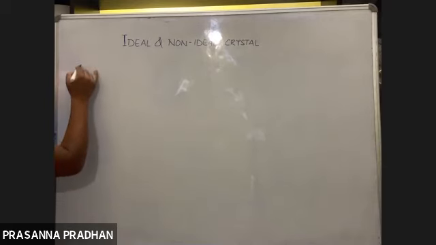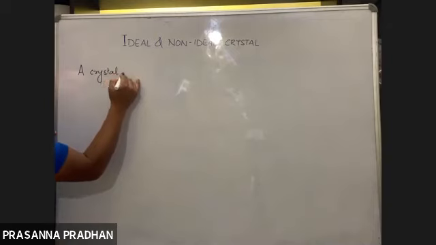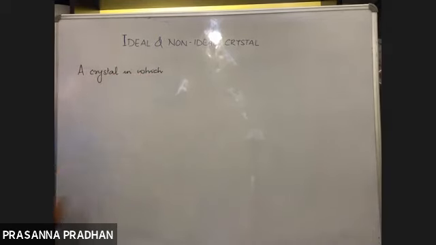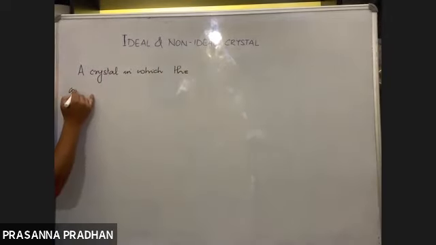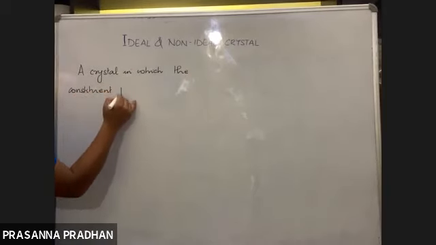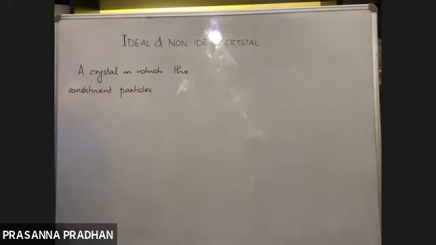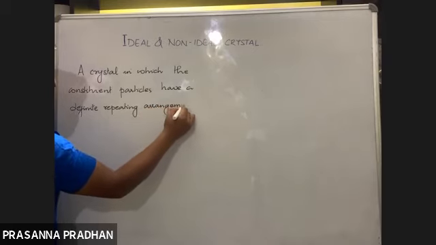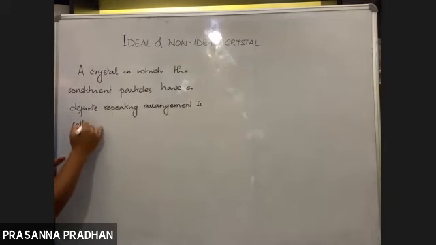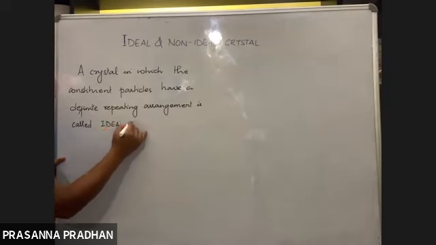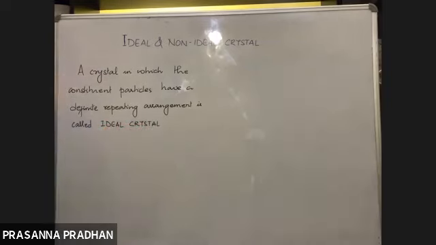Okay, so a crystal in which the constituent particles have a definite repeating arrangement is called an ideal crystalline. Okay, now what does this mean?